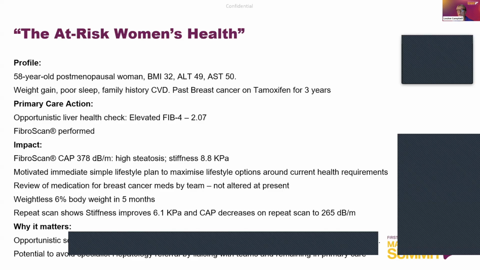Therefore, immediate steps were simple: plan to maximize lifestyle opportunities around her current health requirements, review of medication by the cancer team, and not altered at present. She lost body weight, her weight down in 5 months, and her liver stiffness came down to 6.1 kilopascals, and the liver fat was nearly into the normal range. Steatosis grade 2, but well on the way down there.